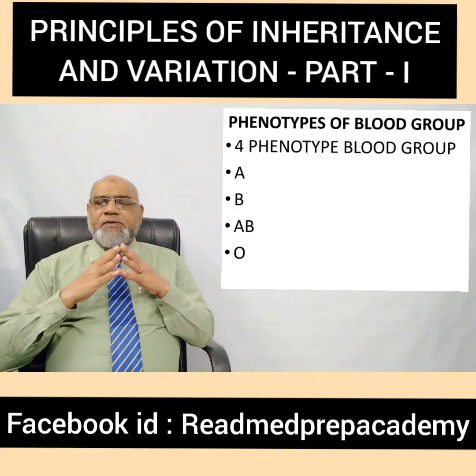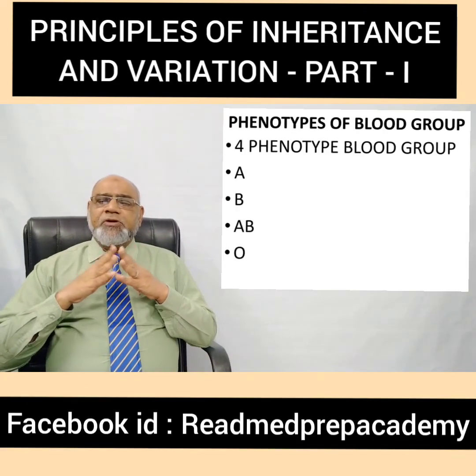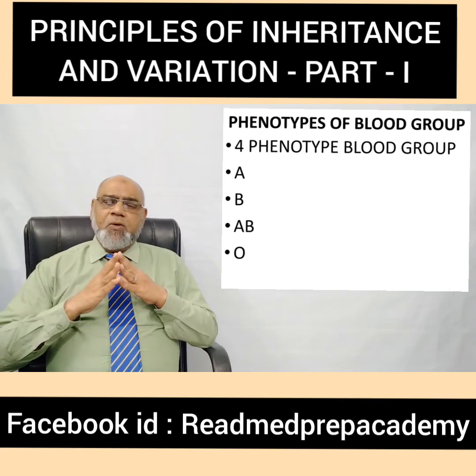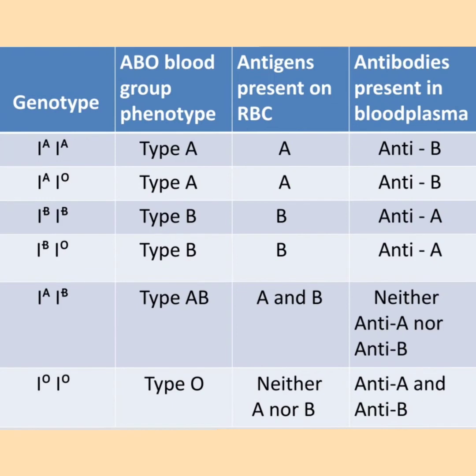The phenotypes of the blood groups, 4 phenotype blood groups are A, B, AB and O. Whichever blood group contains A or B or AB are dominant alleles. Now, according to this table, we can see the genotype, the ABO blood group phenotype, the antigens present on the RBC, the antibodies present in the blood plasma.